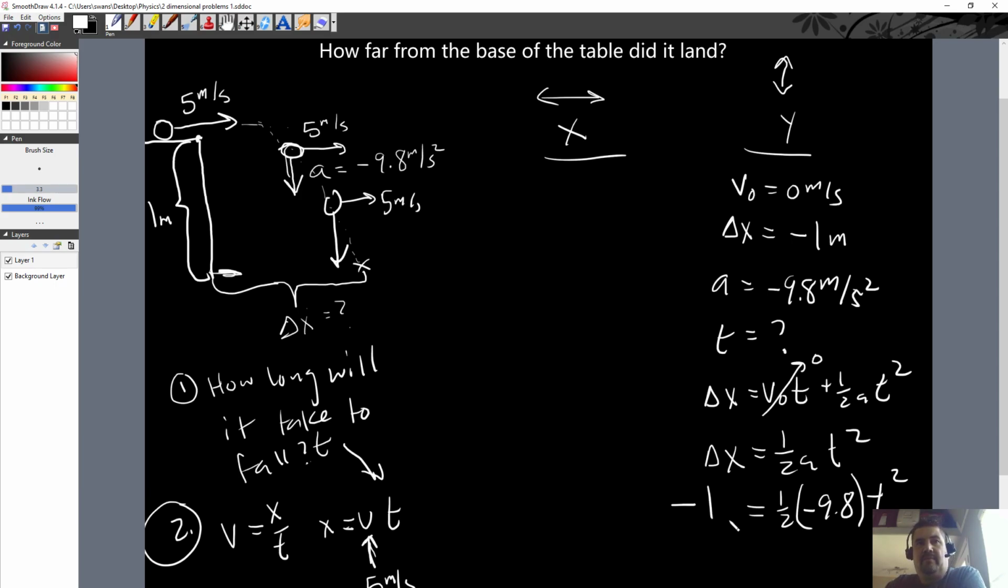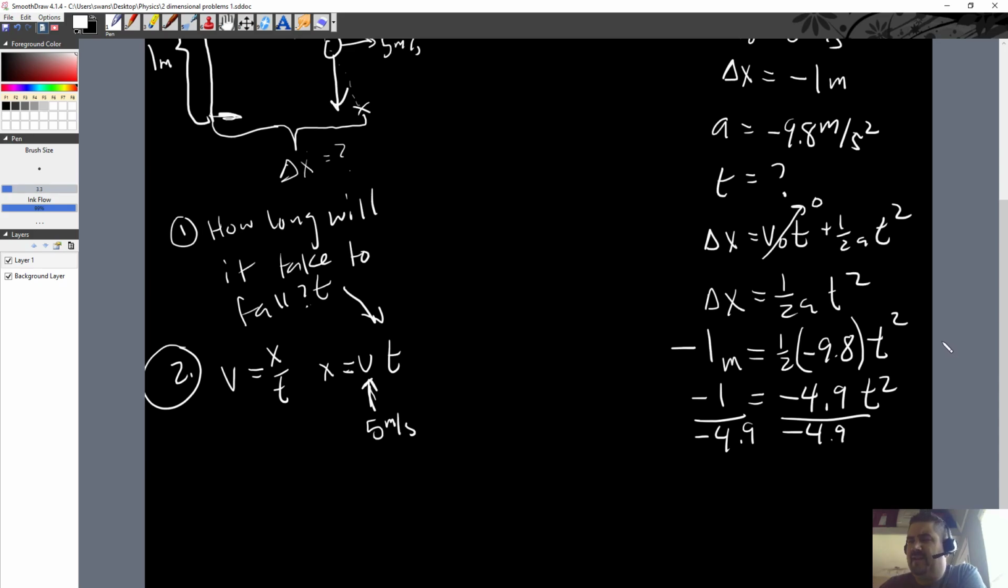Okay, so we know that it's from negative 1 meter, and this is going to be negative 4.9 t squared is equal to -1. Let's divide by -4.9. This is looking good, negative divided by negative. The reason I'm saying it looks good is that we're going to get a positive time, which is good because I told you if you have negative time, you probably did something wrong.